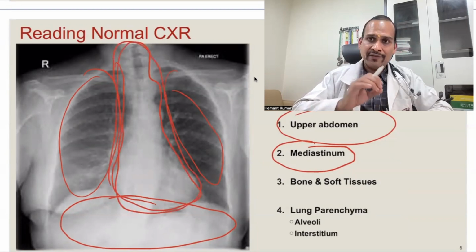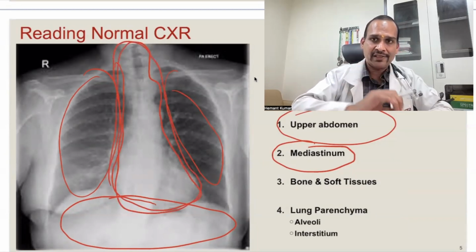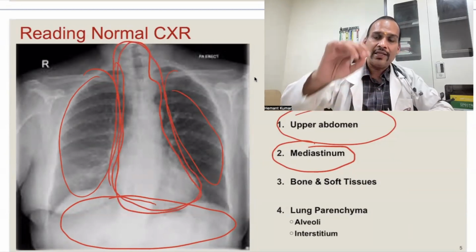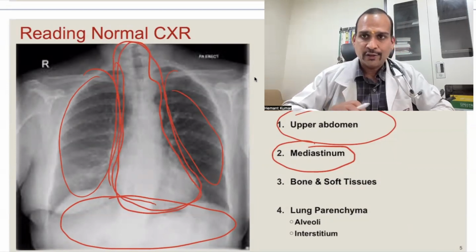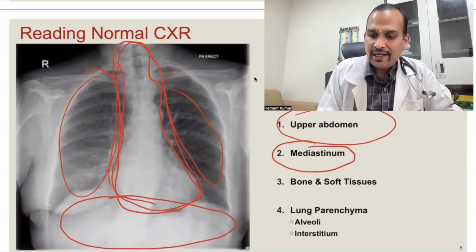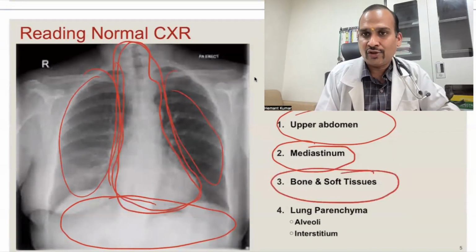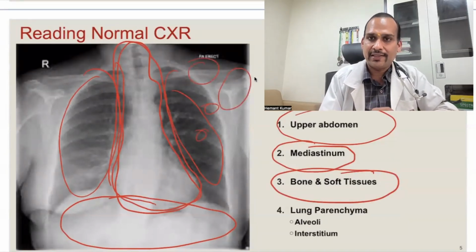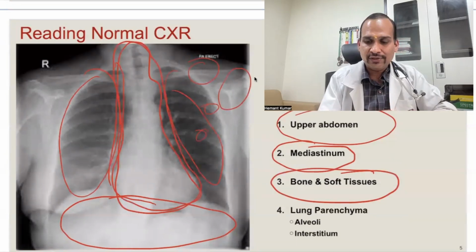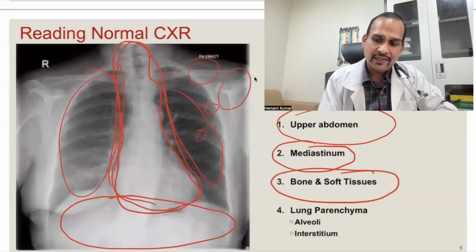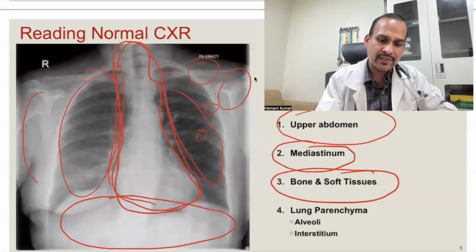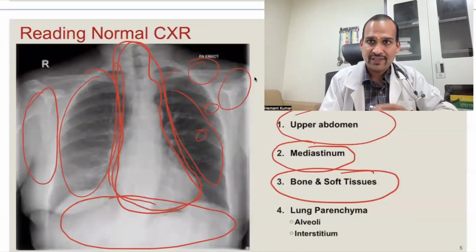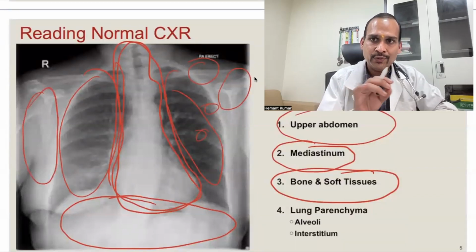The mediastinum has the heart, large vessels, aorta, pulmonary artery, trachea, esophagus. So this is the mediastinum. Another thing is bone and soft tissues. What are the bones? Like ribs, scapula, clavicle. So these are the bones we should look for. Another thing is soft tissue. These are muscles, fat, soft tissues. So we have to see these in a normal X-ray.